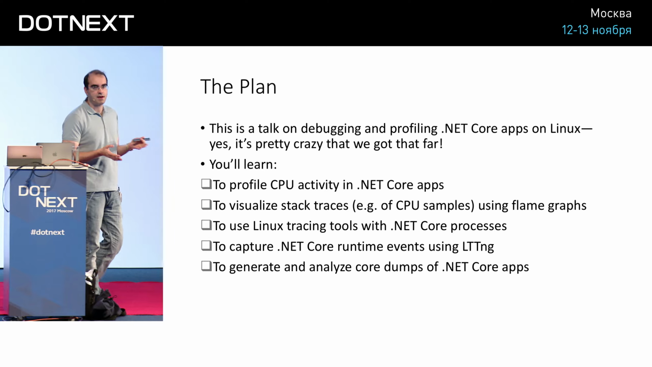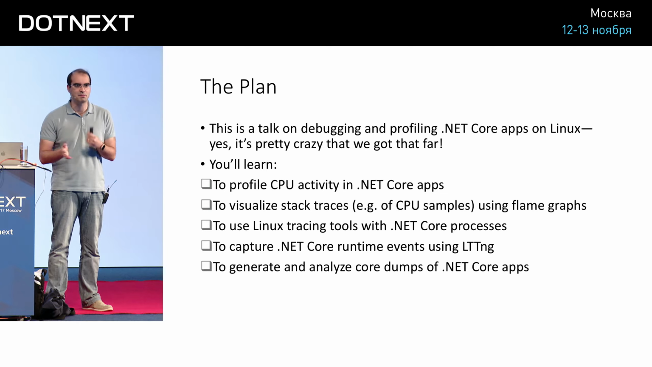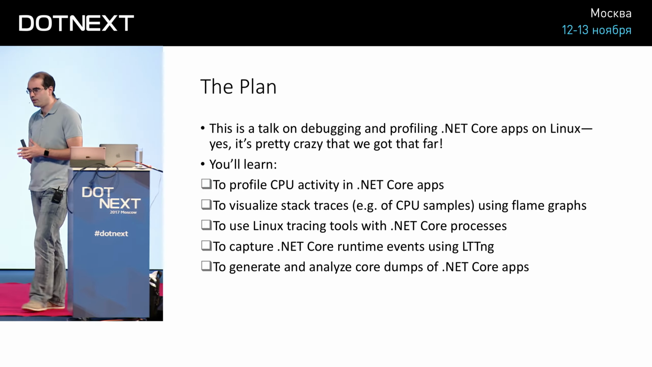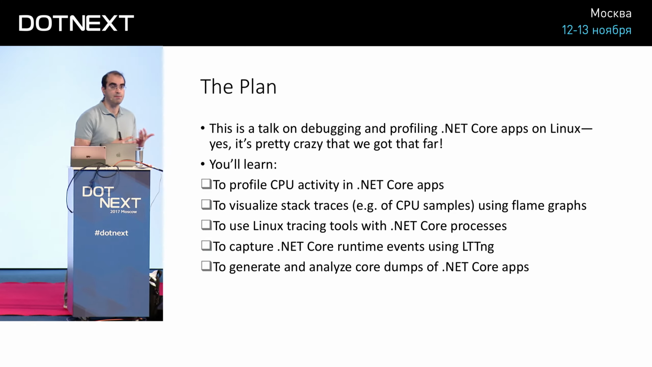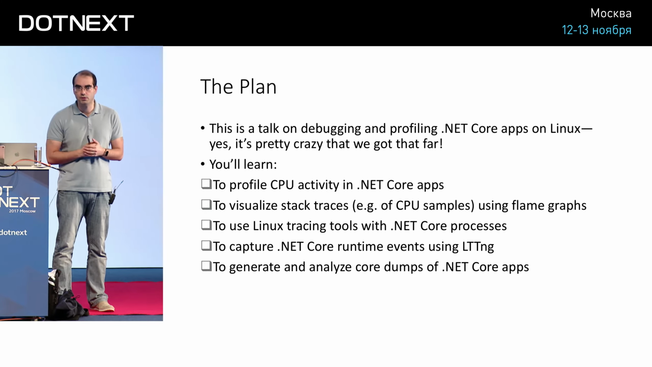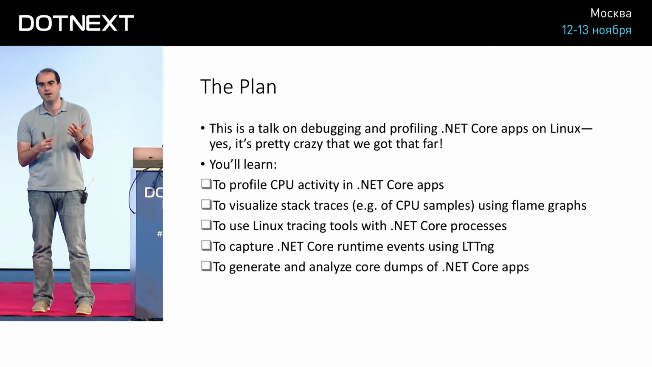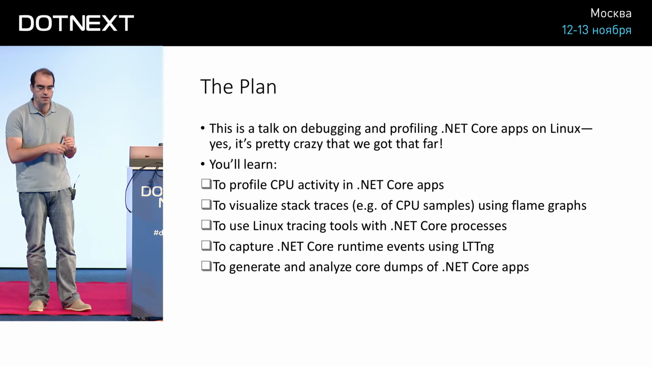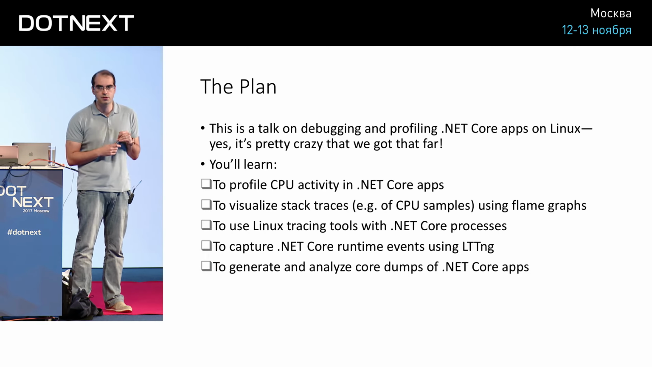First of all, it's pretty crazy, I think, that we got to the point where we can actually talk about debugging and profiling .NET applications on Linux. This is, like, in the first place, pretty incredible. And the plan for today is to give you 5 takeaways from this talk. One is profiling CPU activity, figuring out where the CPU time is going. 2 is visualizing this information using flame graphs, which is something on Windows we're not exactly used to. But on Linux, flame graphs are a really useful visualization method, and we will apply it multiple times throughout the talk. We'll see some of the Linux tracing tools and how they can be used with .NET Core applications.